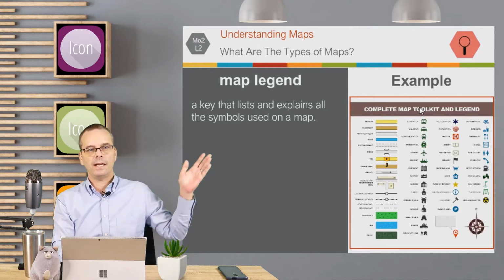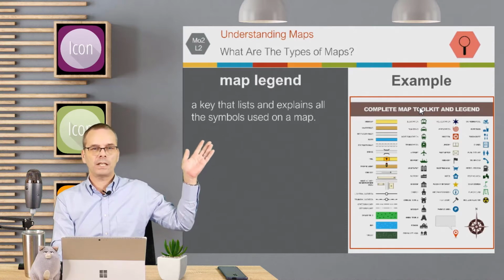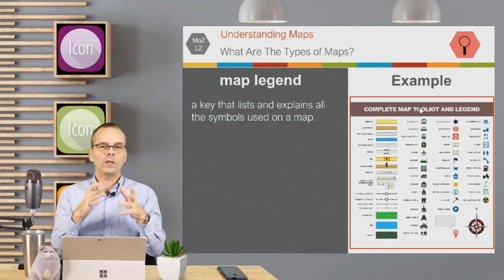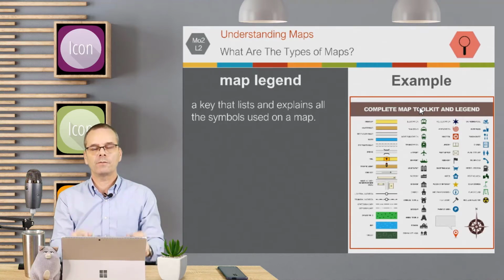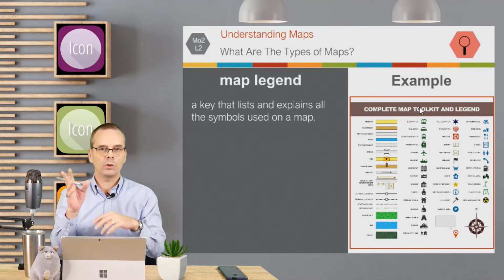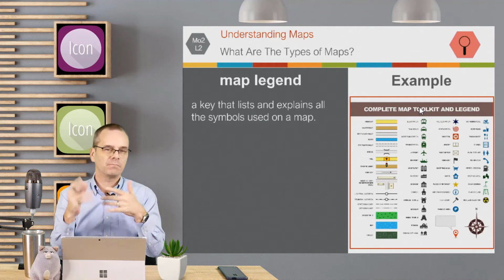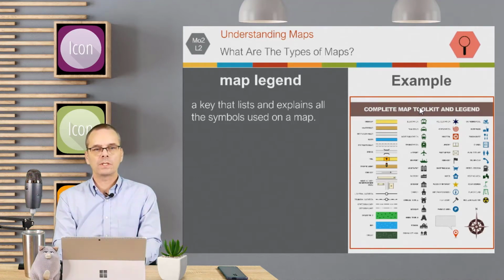You also have a map legend. A map legend is kind of a key that we use to be able to read the map, because it's going to tell us about all the different things on the map. Where the roads, bridges, bus stops, rivers, etc. are. We use the legend to understand it.